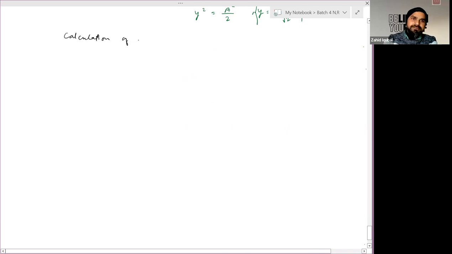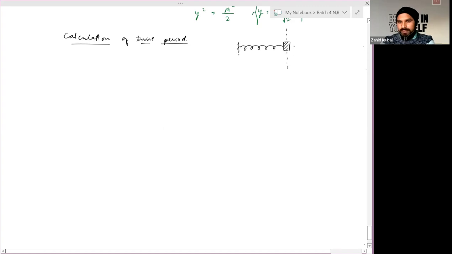Calculation of time period for different oscillation. For any motion, first try to calculate the restoring force by displacing the block from its mean position. Suppose in case of a spring mass system, a block is attached at this point, so this will be the mean position.